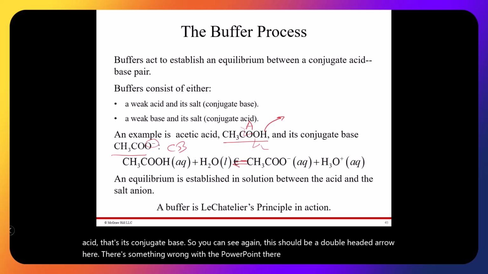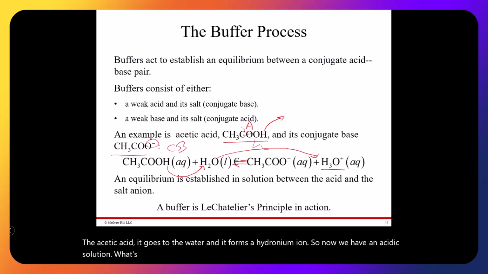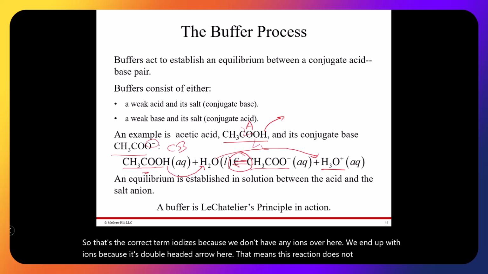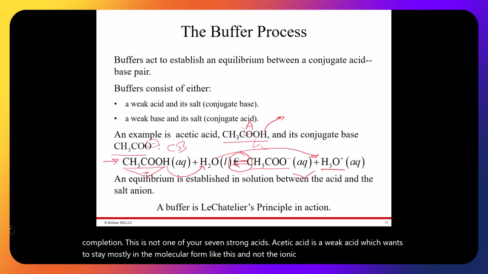But the hydrogen ion leaves the acetic acid, it goes to the water, and it forms a hydronium ion. So now we have an acidic solution. What's left over after the hydrogen ion ionizes is the acetate ion. That's the correct term, ionizes, because we don't have any ions over here. We end up with ions. Because it's a double-headed arrow here, that means this reaction does not go 100% to completion. This is not one of your 7 strong acids. Acetic acid is a weak acid, which wants to stay mostly in the molecular form, like this, and not the ionic form that you see here.